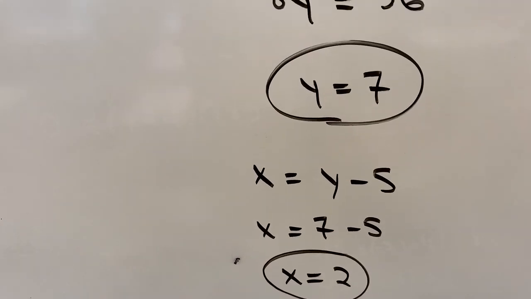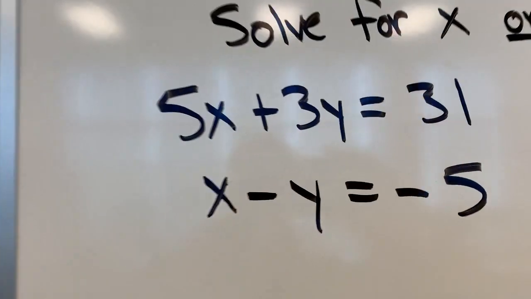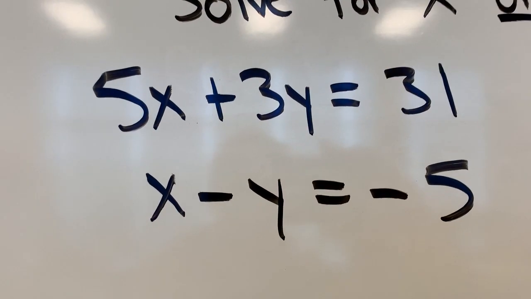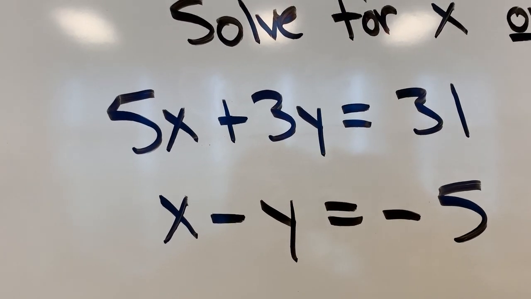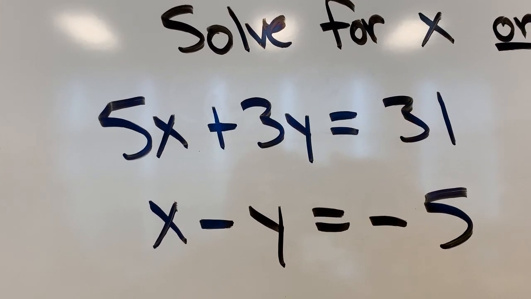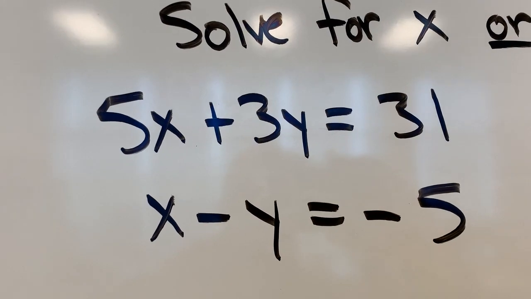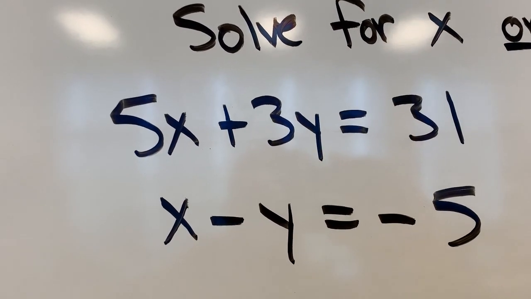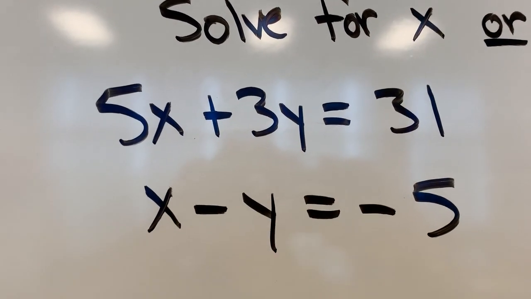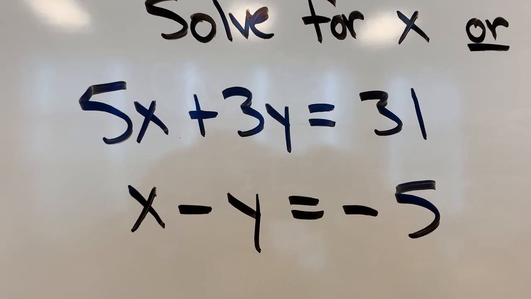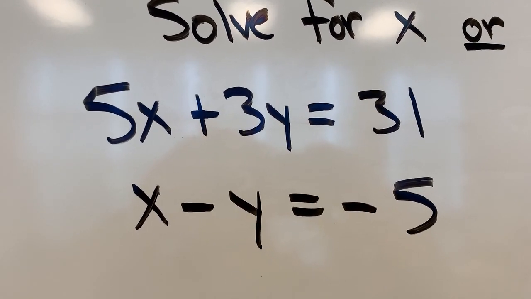Always a good idea to go back to the very beginning and say, okay, does that actually solve this equation? Does 5 times 2 plus 3 times 7 equal 31? And I think you'll find that 10 plus 21 is 31. And does 2 minus 7 equal negative 5? And you'll find that that's true as well. So there's a solving by substitution example straight out of Math 10.